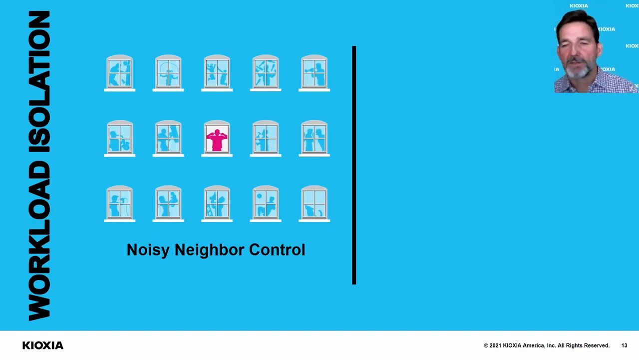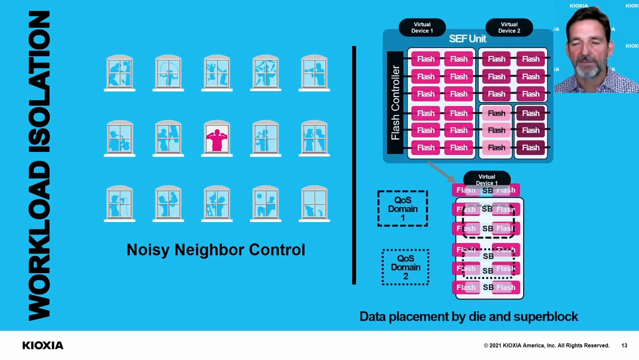Software-enabled flash helps resolve workload isolation issues such as the noisy neighbor problem. This is where a chatty process can hurt the responsiveness of others on the same server or storage. SEF can isolate and segregate data at the die and super block level. We call these QoS, or quality of service, domains.